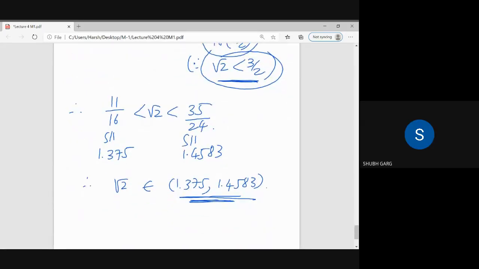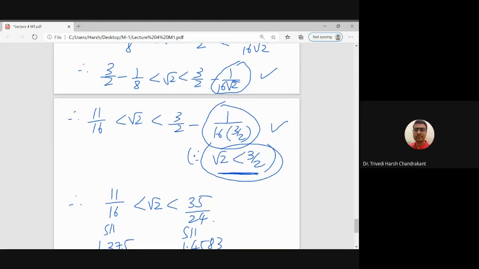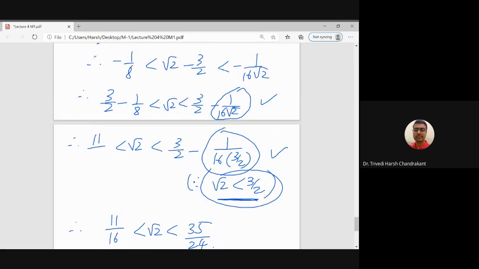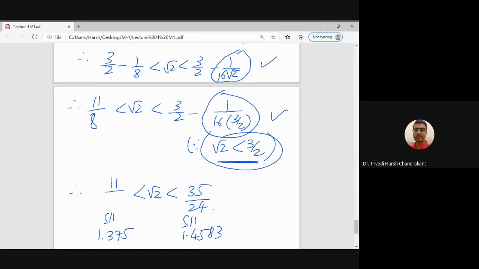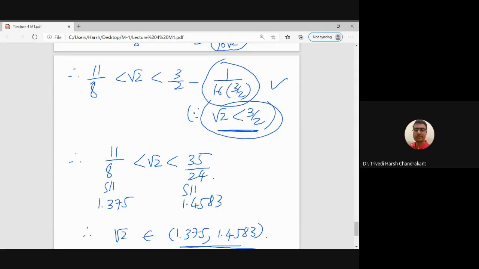Sir, in the left-hand side, it's 11 by 16. It should be 0.6875. 11 by 8 will come, sir. Yes, sir. 11 by 8 will come. Okay, so maybe I am wrong. Yeah, so if you take the LCM, this will be 12 minus 1. Yeah, you are right. You are exactly right. So now just check whether this number is correct. Yes, sir, it's correct. Okay, so I have made a mistake in taking LCM.